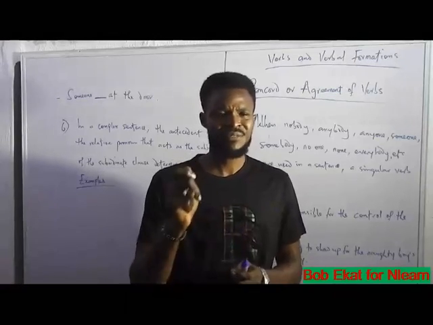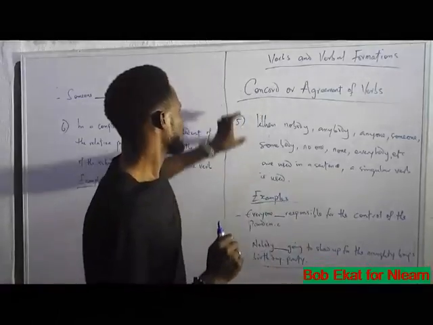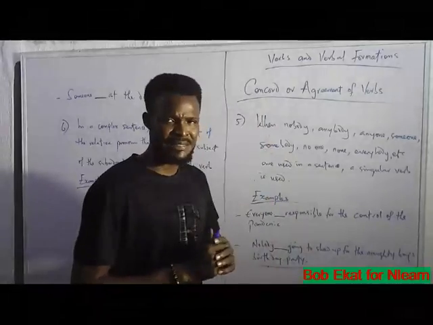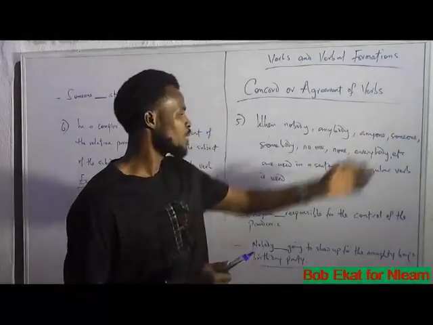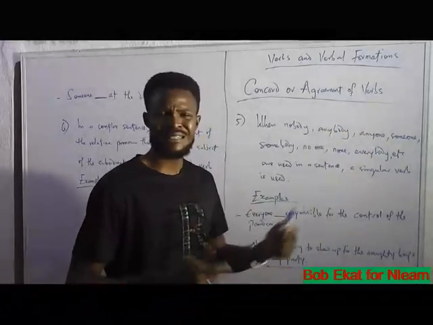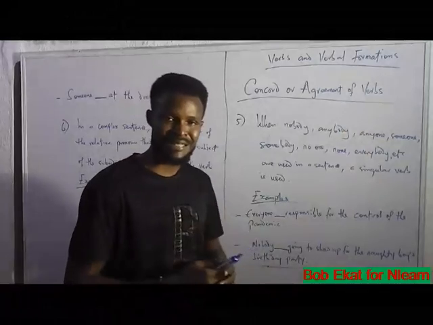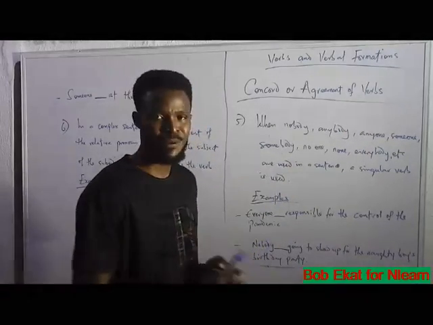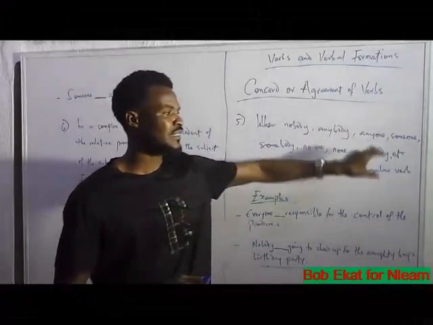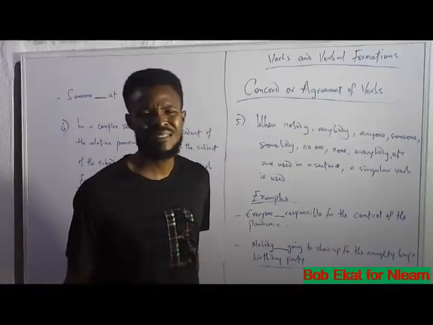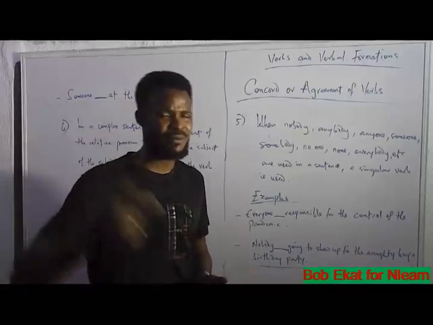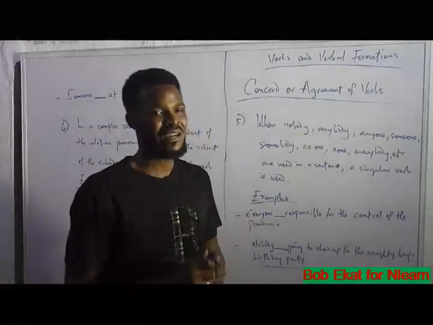Let's look at the fifth rule now. The fifth rule says, when nobody, anybody, anyone, someone, somebody, no one, none, everybody, etc. are used in a sentence, a singular verb is used. It means when you hear any of these words, someone, nobody, everybody, in a sentence, the corresponding verb should be singular.